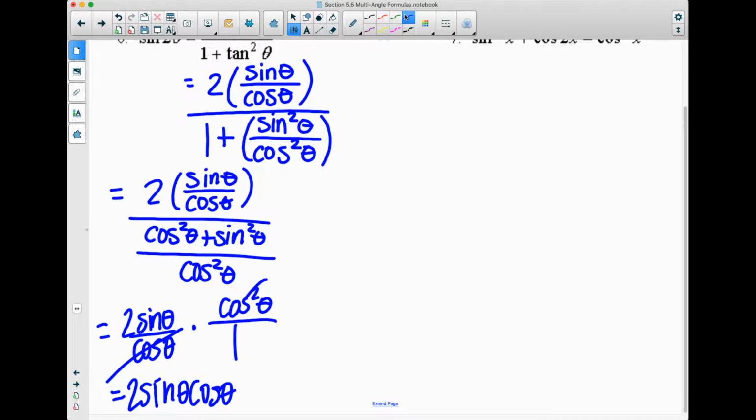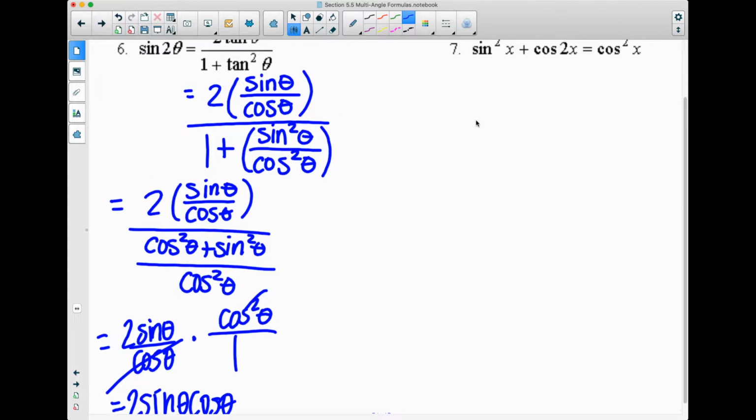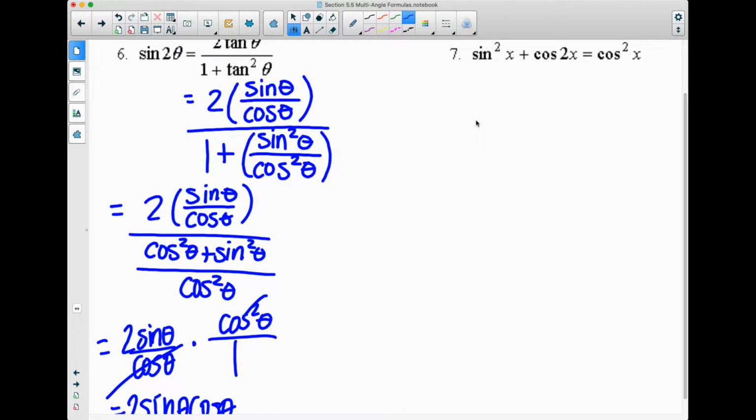I got like sine plus 2 sine squared plus cosine squared. And I just kept those out, and I got it. As long as it's legal. It's not completely legal. All right, so on number 7, like I said, that one's a little bit more straightforward.